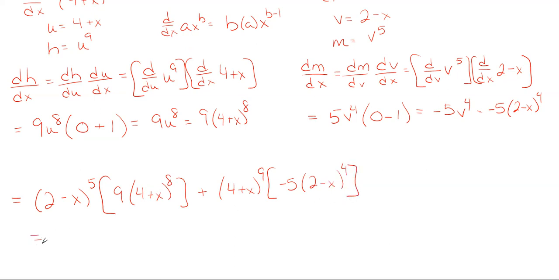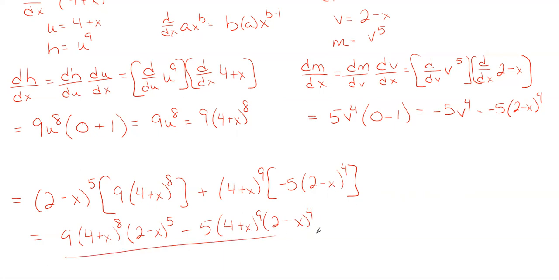And if you simplify that down just a tad, not too much to do there, you end up with this expression of 9 times 4 plus x to the 8th, multiplied by 2 minus x to the 5th, minus 5 times 4 plus x to the 9th, all that multiplied by 2 minus x to the 4th. A lot of variables and powers there. So that is your final answer, and you could simplify that further down if you wanted to. You could combine the powers of 5 and 4, and 9 and 8, and solve it a little bit more if you wanted to, but that is good enough in my book.